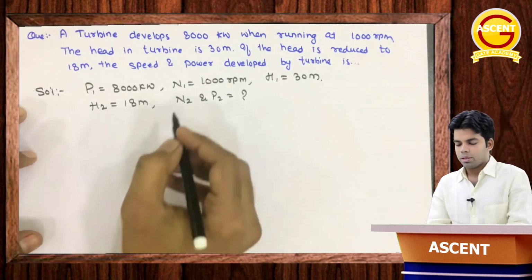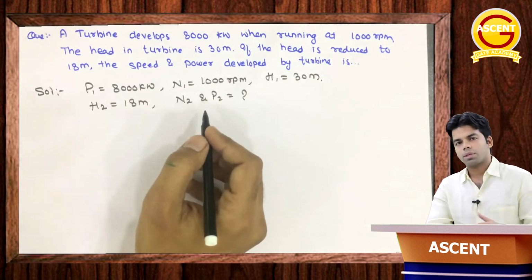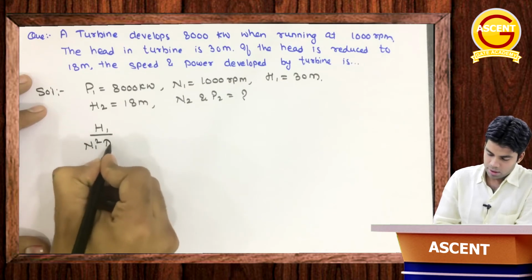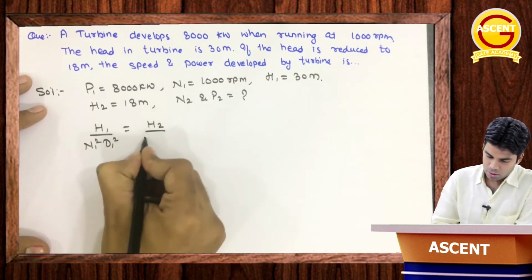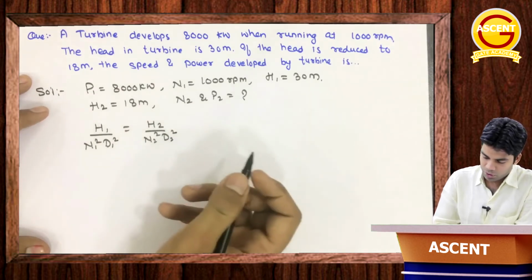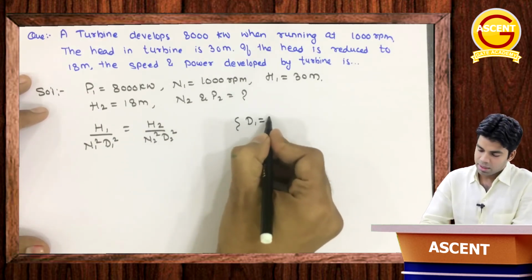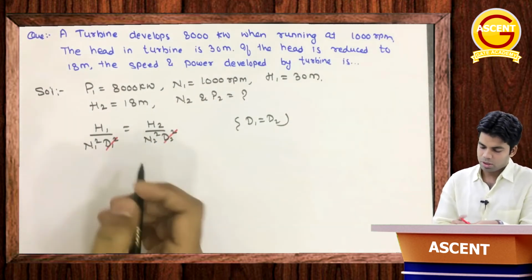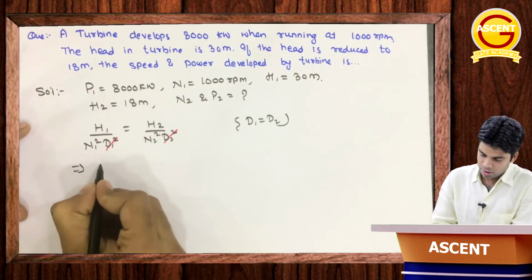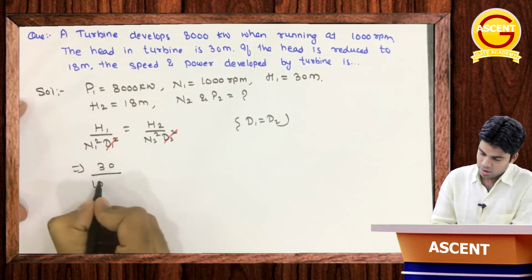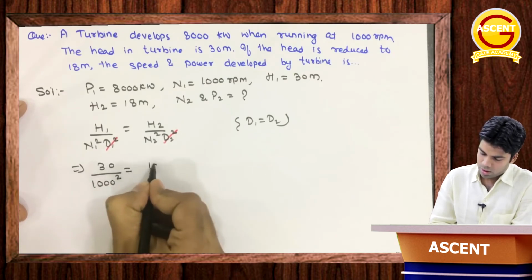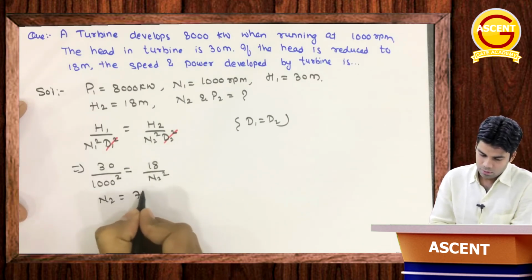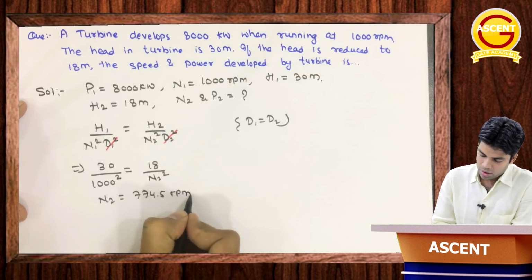Simple question. Now, in order to determine N2 and P2, we can equate head number and power number. Head number: H1 by N1 square D1 square is equal to H2 by N2 square D2 square. Now the turbine is same, so diameter will remain same, that means D1 will be equal to D2, so D1 and D2 will be cancelled out. Just put the value and get N2. H1 is 30, N1 is 1000 square, equal to 18 by N2 square. So N2 will be equal to 774.5 rpm.